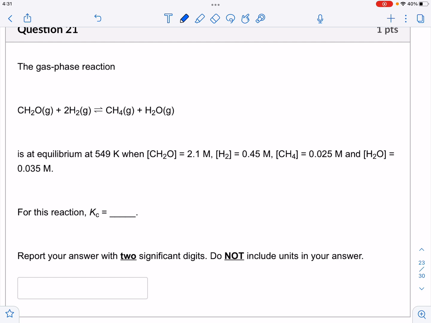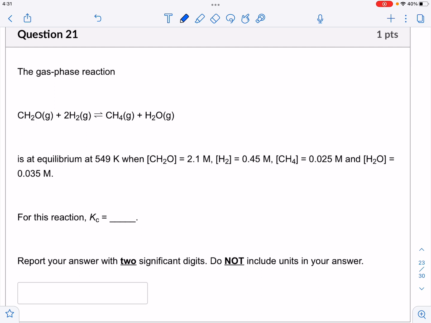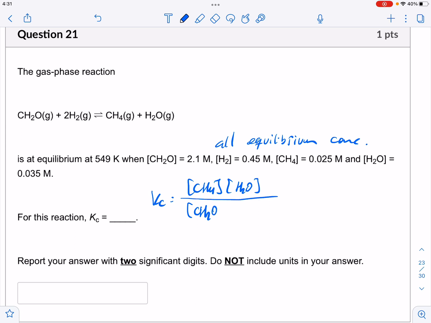Remember, as we move forward, these have better performance. In the gas phase reaction, we are telling you that this is at equilibrium under this condition. So all of these are equilibrium concentrations. If you are calculating Kc, then that would be equal to the concentration of CH4 times the concentration of water divided by the concentration of CH2O times the concentration of hydrogen squared.